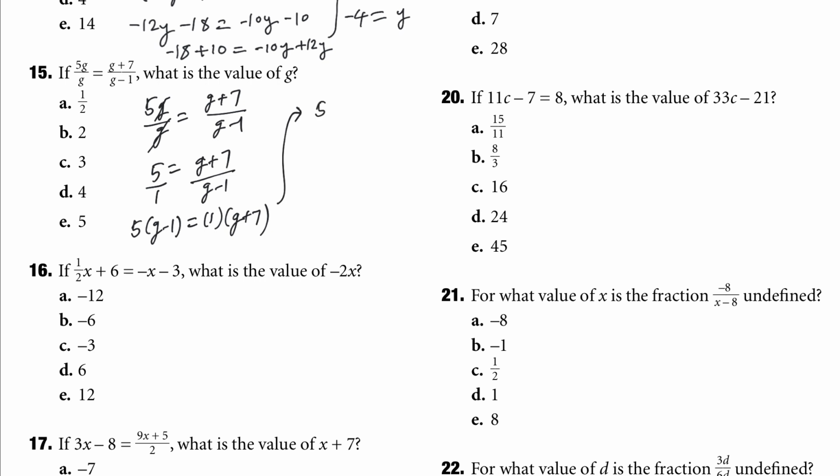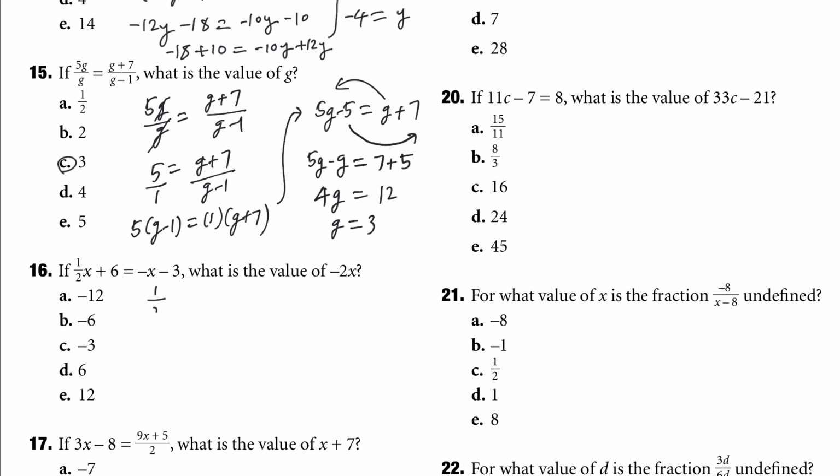I'm going to expand the brackets. I'm going to move all the g's to the left-hand side and all the numbers to the right-hand side, making sure that I switch signs when I move them over. So I have 5g minus g, which is 4g, and 7 plus 5, which is 12. So g is equal to 3.